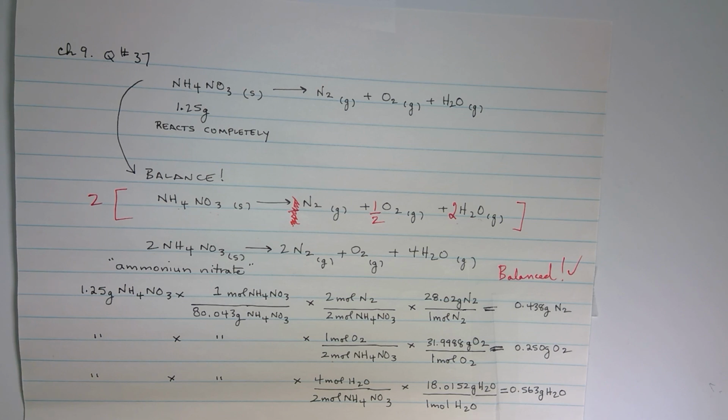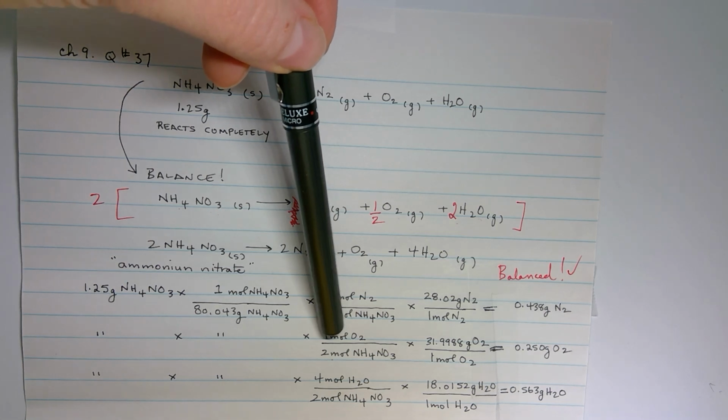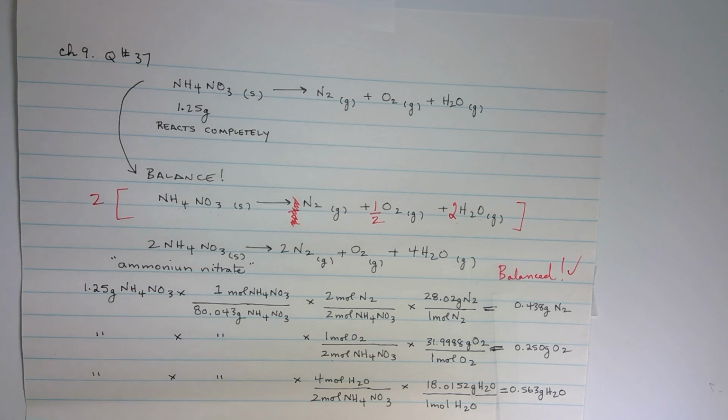I'm starting with 1.25 grams of ammonium nitrate. The first thing I do is convert that mass to moles. The molar mass is 80.043. So I'm converting a mass of ammonium nitrate to moles of ammonium nitrate, and then in the next step, I'm just continuing the calculation, you can see that moles of ammonium nitrate will cancel with moles of ammonium nitrate, being converted to moles of N2. Why is it 2 moles of N2 over 2 moles of ammonium nitrate?